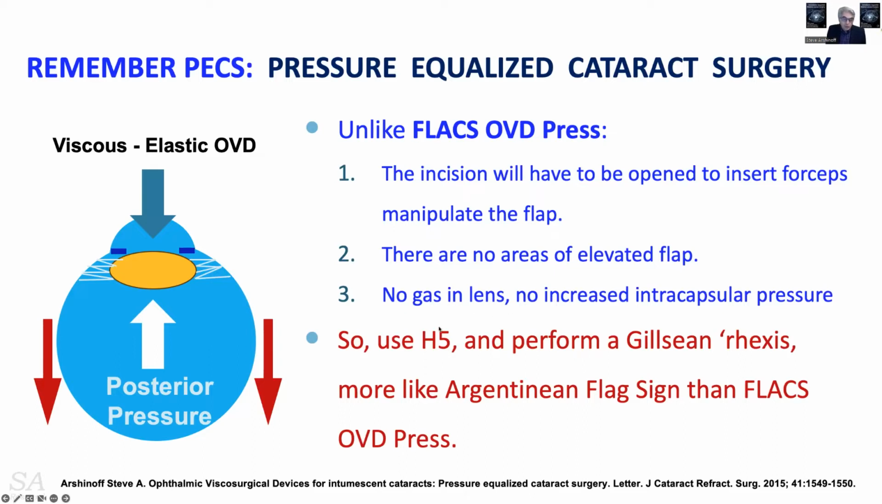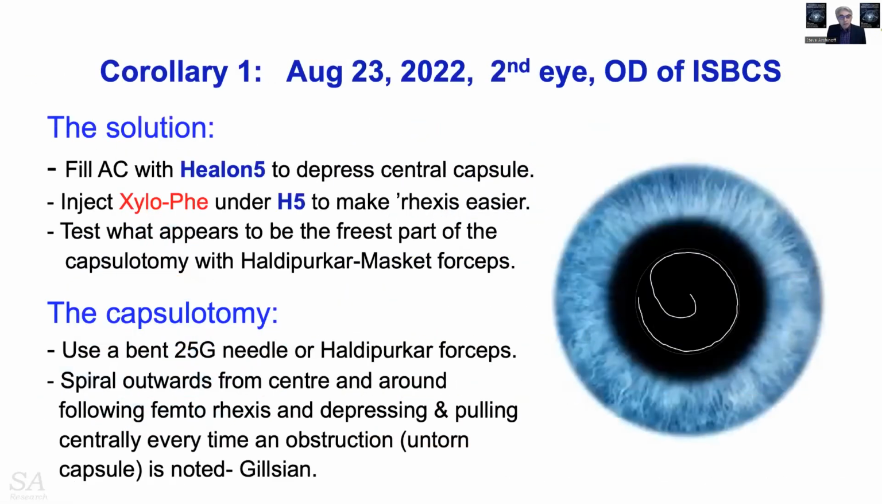So in this case, it's more closely similar to wanting to do a Gilsian capsulorhexis in an Argentinian flag sign than it is in most other femto cases. So what I did here is I opened the incision, I injected Helon 5, depressed the capsule, and started to do a capsulotomy, the same as I would do in a regular cataract case. But then when I got to the point where the postage stamp capsulotomy was, I took my forceps and I depressed all the way around very gently, and then I tore the capsule towards the center manually, and it came out perfectly.